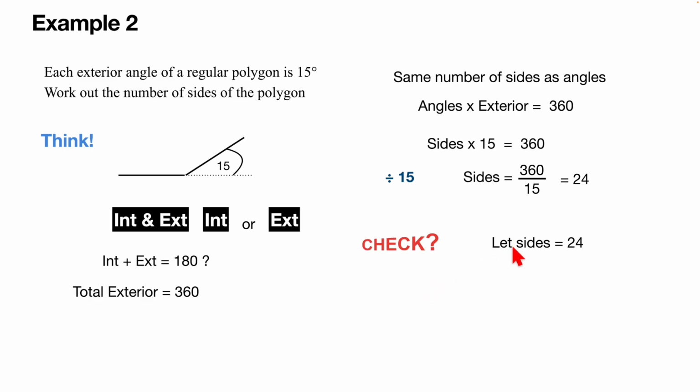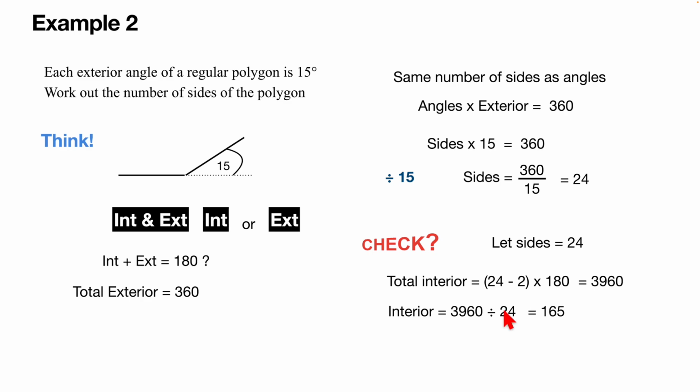So let's say the sides were 24. The total interior angle is 24 minus 2 times 180. This is not easy if you haven't got a calculator. 3960. So we divide that by 24 to find each individual interior angle, 165. And we know that interior plus exterior equals 180. Interior plus exterior, 165 plus 15 is 180. That's very happy. This check is a lot harder than the question.